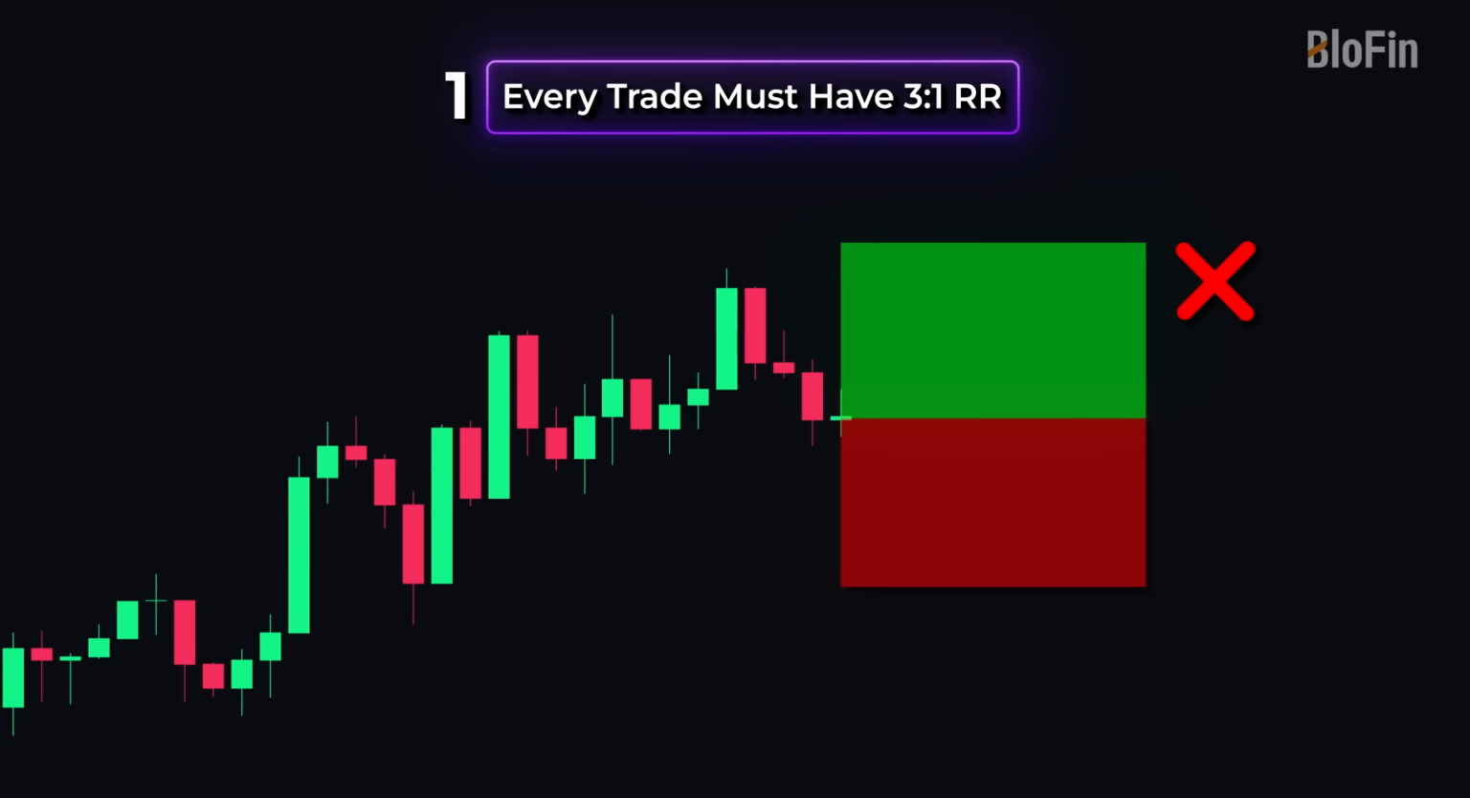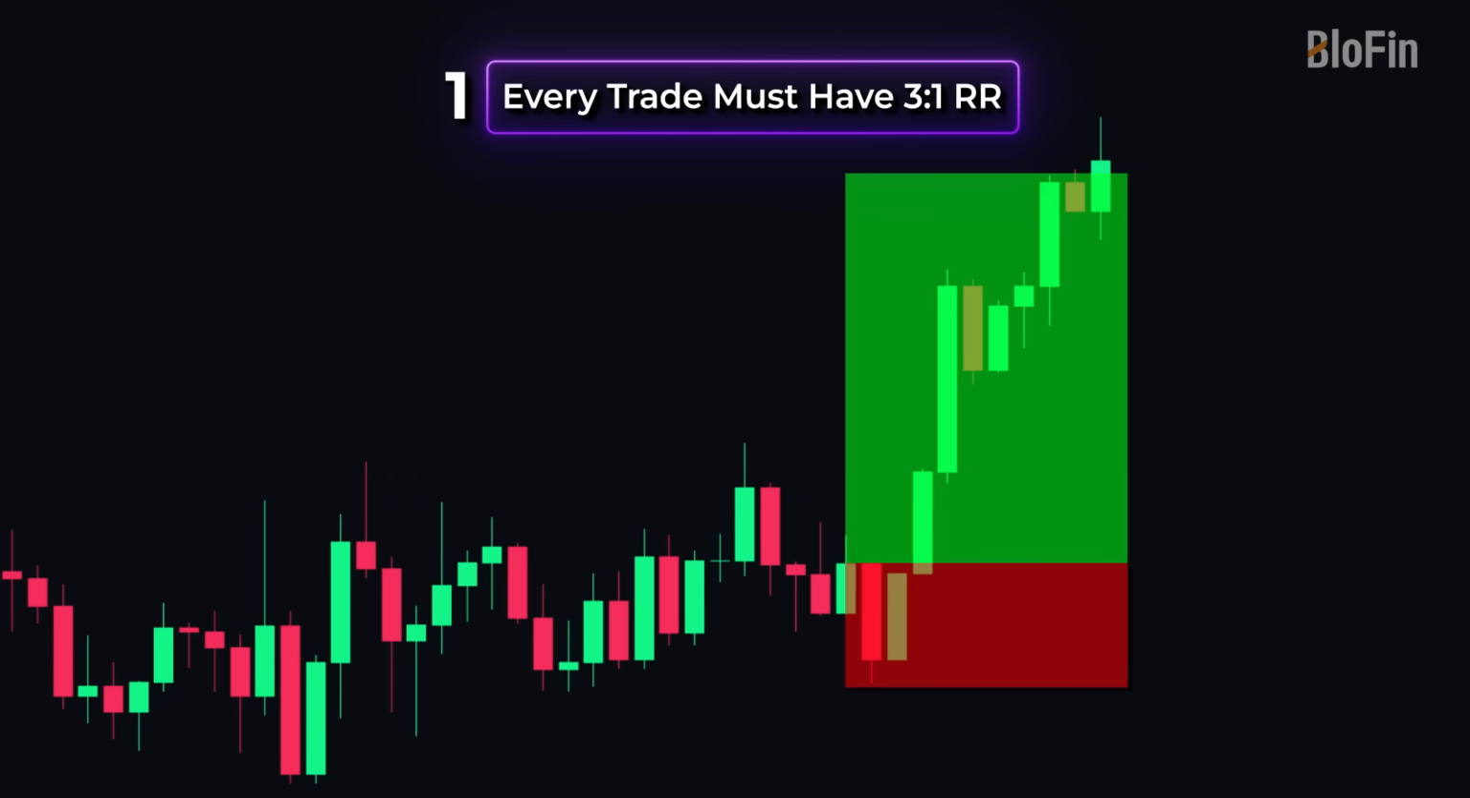Now, here's an example of a trade I'm not willing to take. Notice how this setup only has a 1-to-1 risk to reward. What that means is, if I'm risking $20 on this trade, my potential profit would only be $20, which is not enough. And that's why every strategy I'll teach later in this video will have at least a 1 to 3 risk to reward. So, having a high reward setup is important, but that alone won't grow your account fast.